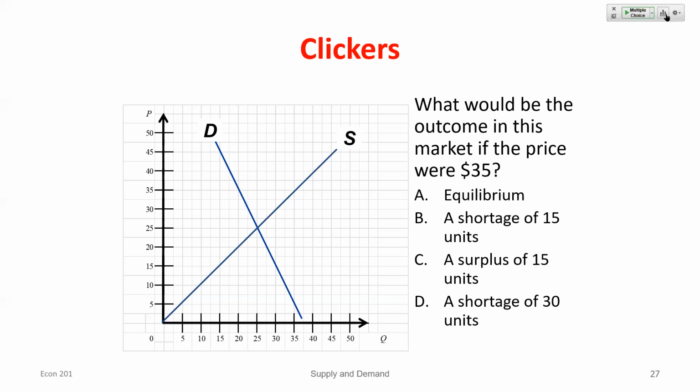So hopefully nobody answers A. I started out telling you the equilibrium price was 25 and the quantity would be 25. If I have the price set at 35, I said quantity demanded was 20 and the quantity supplied was 35. So if my quantity supplied is greater than quantity demanded, I should have what, a surplus or a shortage? Surplus. I've got too much, more than what people want to buy.